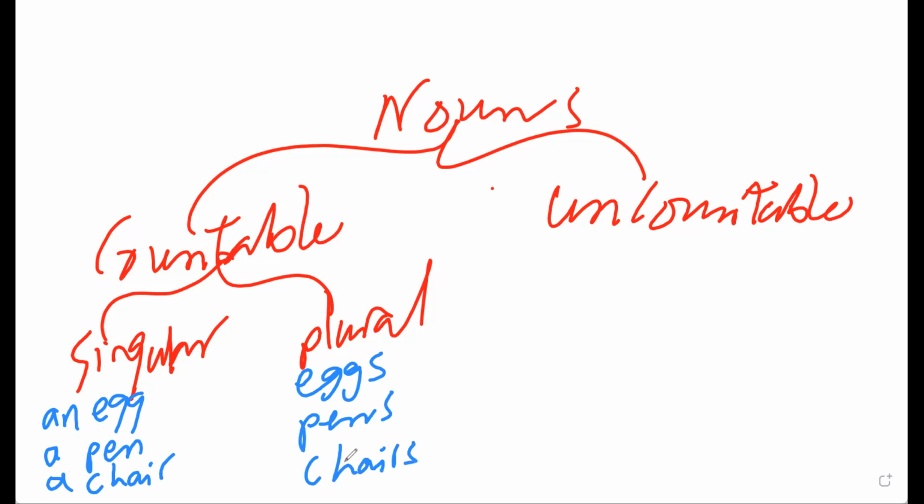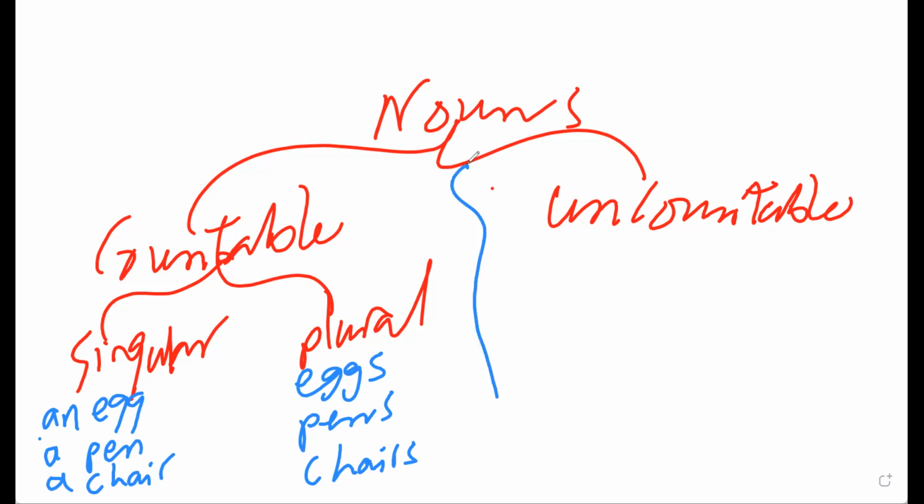Wait, Nawaf, please. I'd like you to understand what I mean by countable nouns. If I ask you to give me countable nouns, what do you understand from it? The countable noun may be singular or plural. If it is singular, it should start with a or an, like an egg, a pen, a chair, a desk, a teacher, a doctor, and so on. If it is plural, just write S or ES at the end, like pens, eggs, chairs.